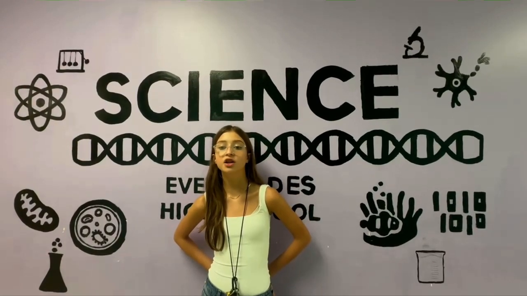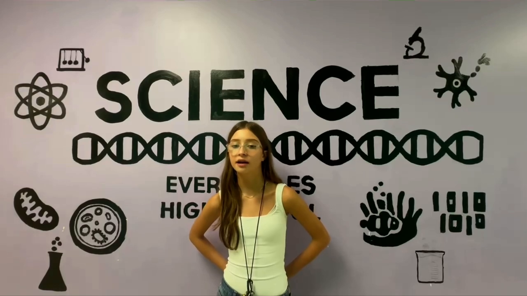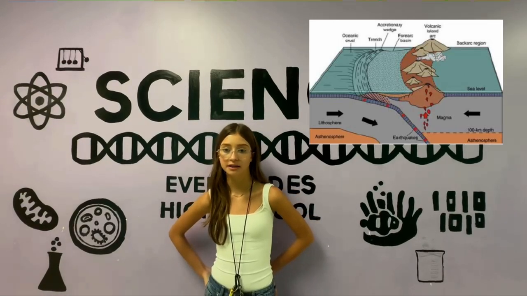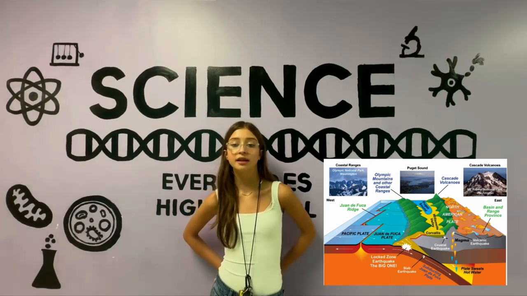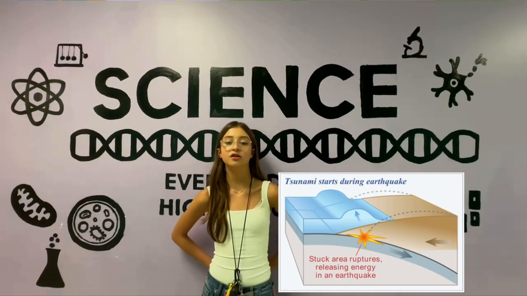To go more in depth, a convergent plate boundary is when two or more tectonic plates move toward each other and collide. This causes subduction of the plates. This is when a dense part of the lithosphere slides beneath the less dense part due to buoyancy and gravity.